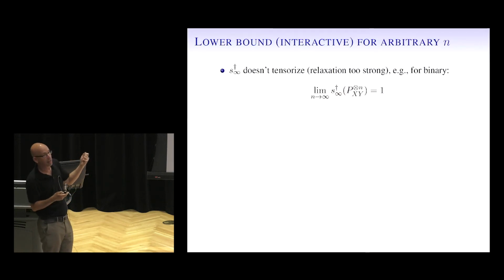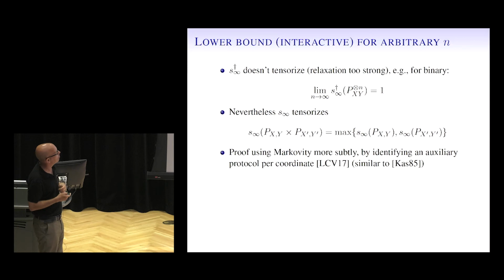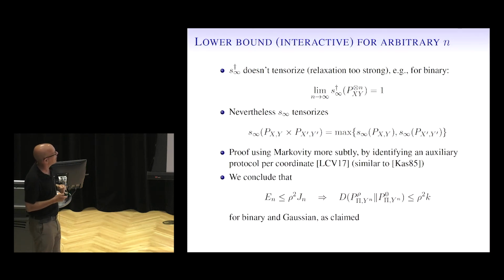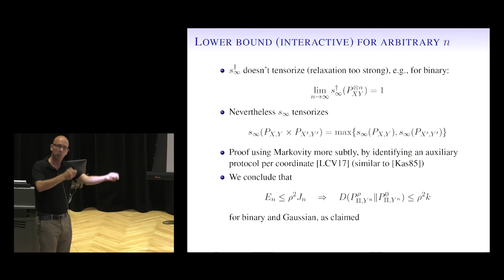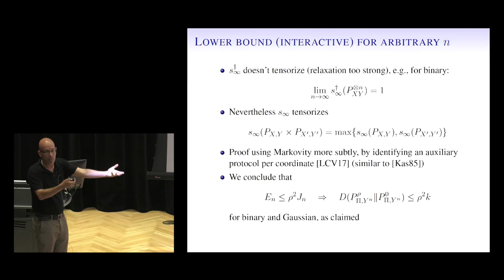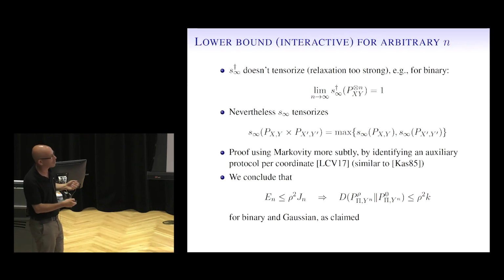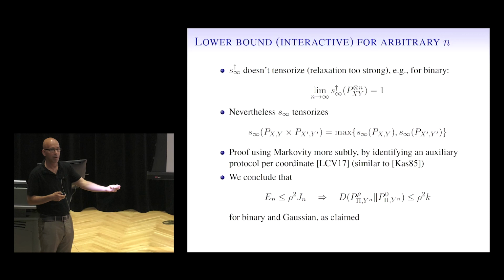The problem is that S infinity dagger doesn't tensorize. Okay, so that's one issue. Actually it goes to 1. But S infinity does tensorize, and this follows from some work by, again, Jingbo, and also similar to what Kaspi has done in '85. Therefore, because we have that S infinity dagger was exactly equal to rho squared, and it's an upper bound on S infinity, which tensorizes, this upper bound needs to be tight, right? So we finally arrive at this inequality that we wanted, that tells us the divergence between correlation 0 and correlation rho is upper bounded by rho squared k, which we said is enough to conclude the proof.